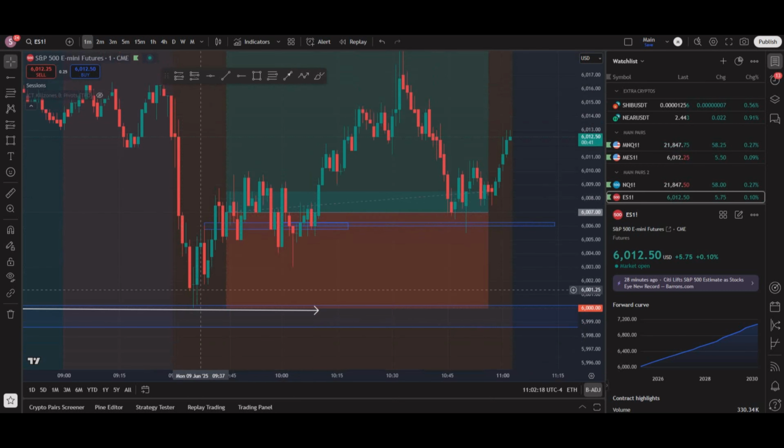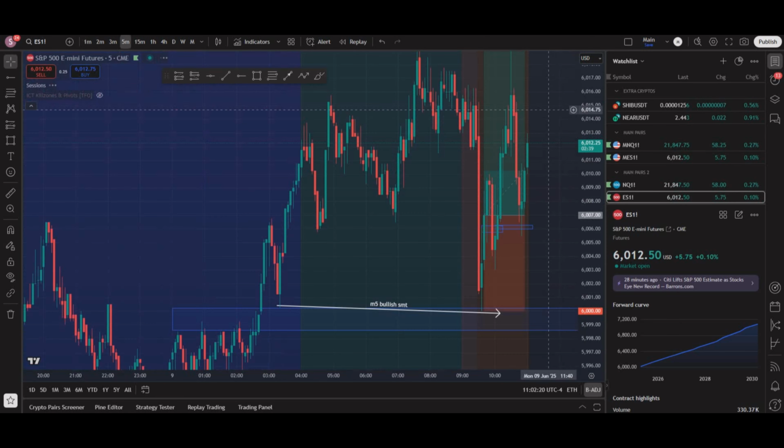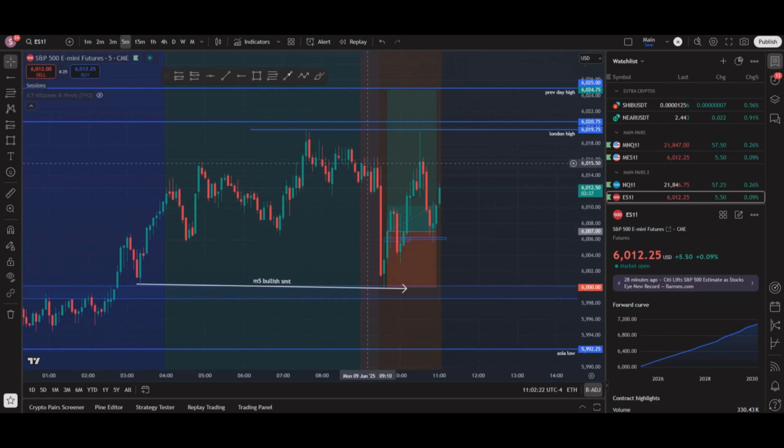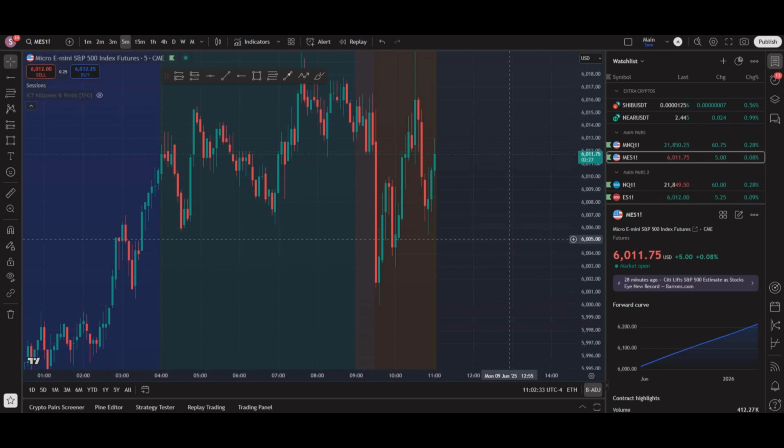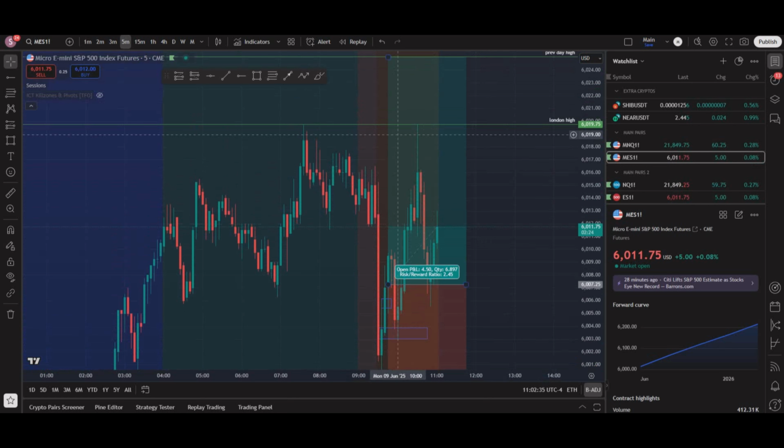Stops below the 1 minute wick. What I was targeting was all of this low resistance liquidity up here, the London high, and then I was going to leave a runner to the previous day high. So again, I took this trade on MES. If you look at MES, I had my sell limit just below this wick right here, and we ended up getting perfectly tagged in.